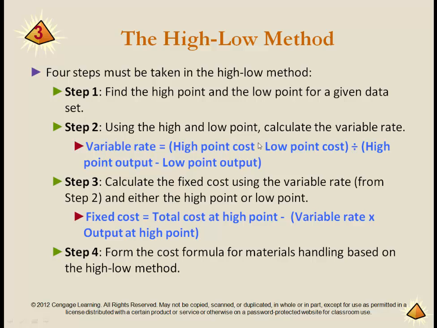So let's take a look. We look at the high point and the low point, and we calculate the cost difference between the high and the low, and divide it by the unit difference between the high and the low, and that gives us what our variable rate is. Then we take that and we plug it in based off of the units, and we can come back and back into the fixed cost. So what we're going to do is take this rate, plug it into this, take the output at the high and put that in, and then we have the total cost from the high point, and it's going to tell us what our fixed cost is.